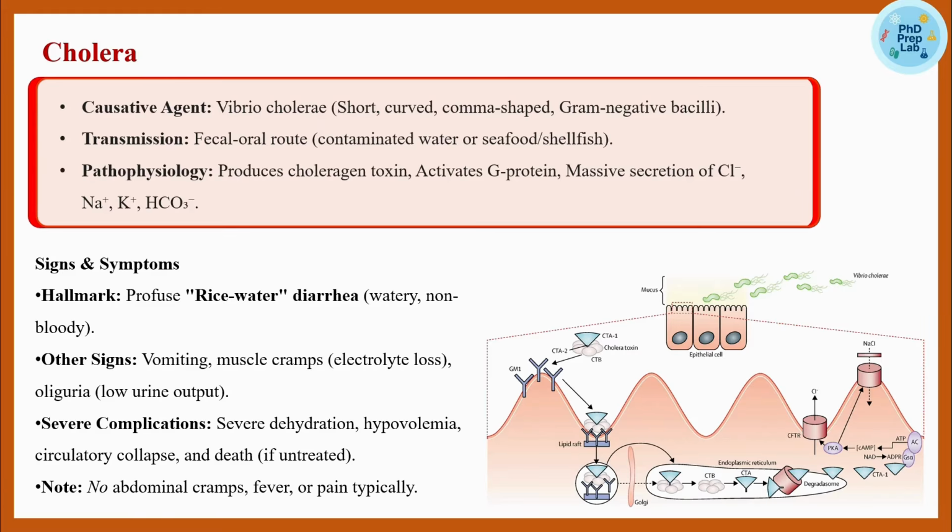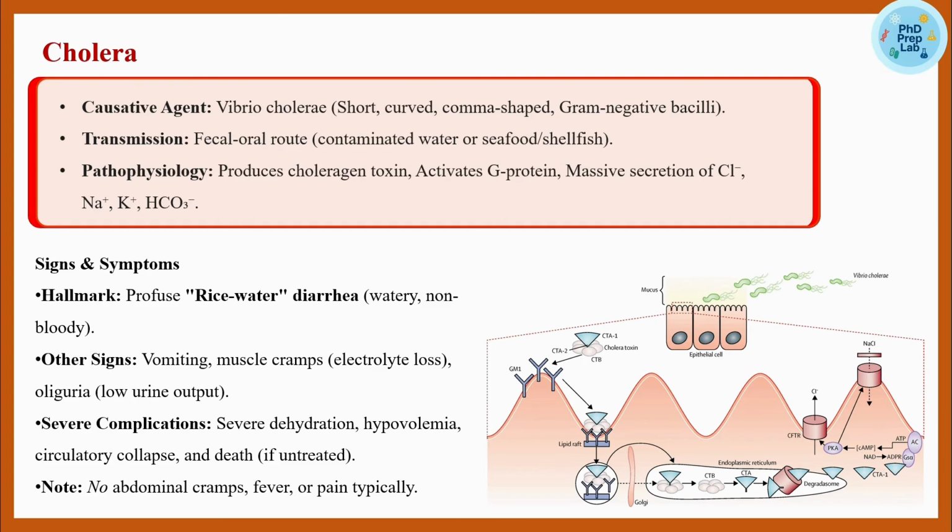Then we have cholera, which is caused by Vibrio cholerae, which is again a gram-negative bacteria. It is comma-shaped, and the transmission is again through the fecal-oral route. You first get it from contaminated food, water, seafood, shellfish, things like that. The cholera bacteria produces a toxin known as choleragen, and it activates the G protein, and there is massive secretion of chloride, sodium, and potassium ions.